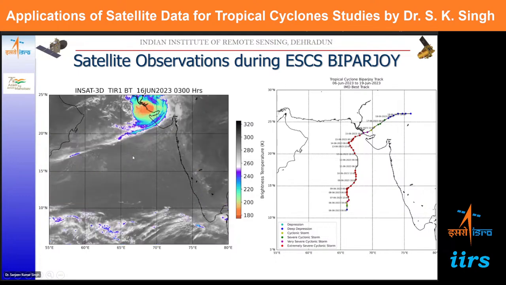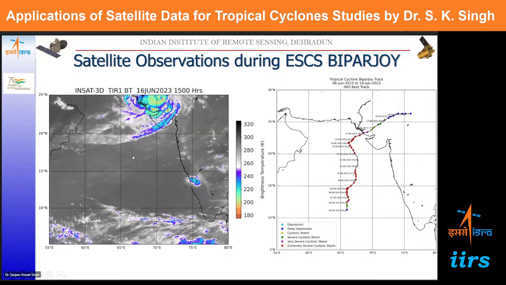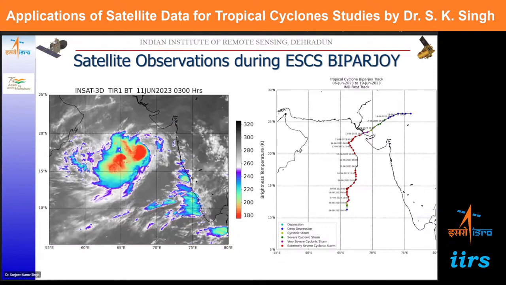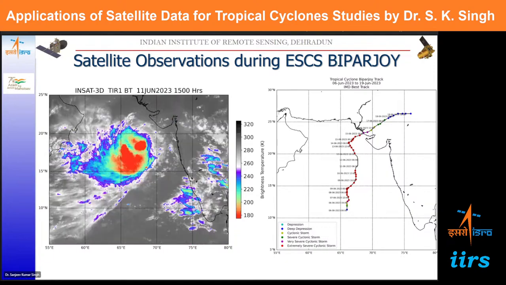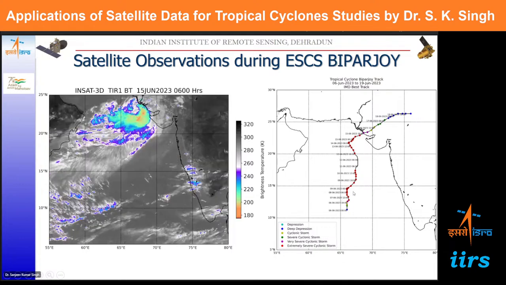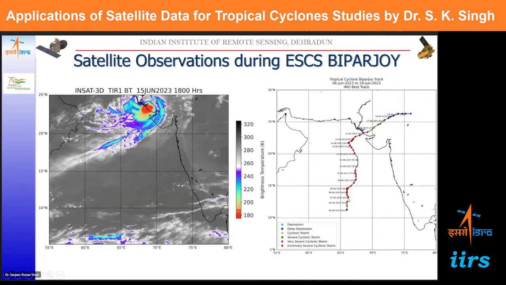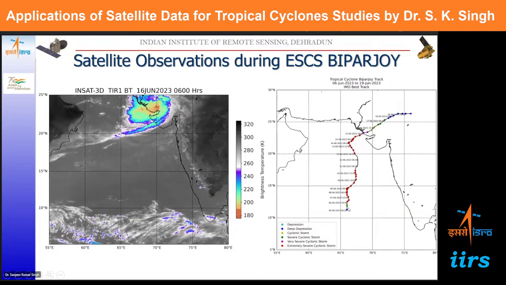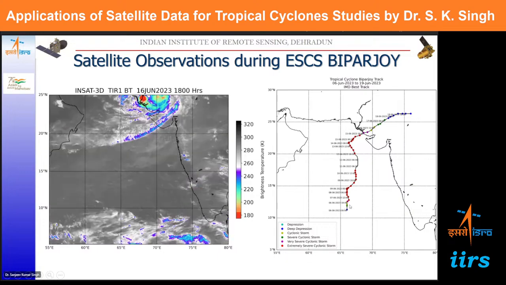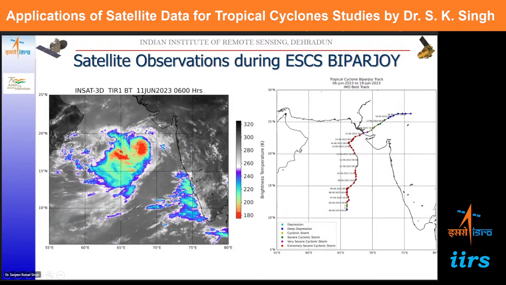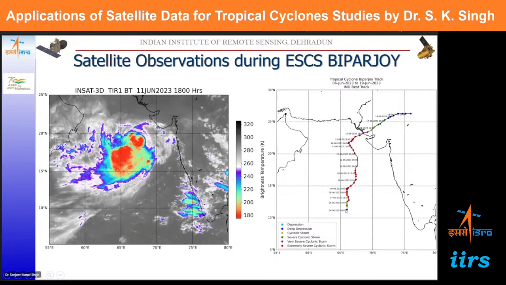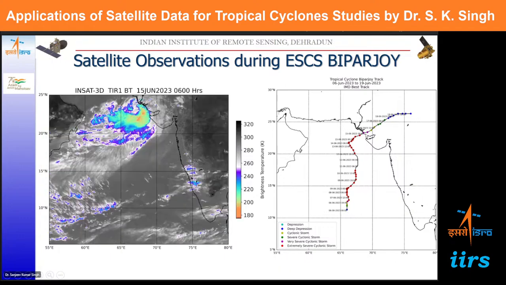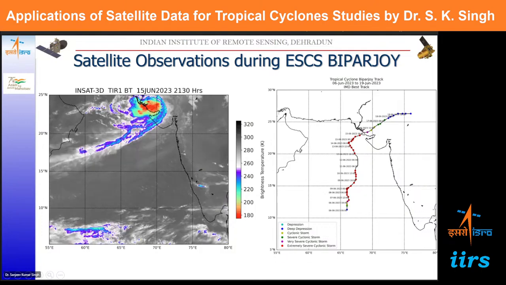So using this IR infrared image, you can monitor the tropical cyclone continuously. And this is the observed track of the tropical cyclone which formed over the Arabian Sea. It has a very long track. It started from 6th June itself and reached the Gujarat coast on 15th June.